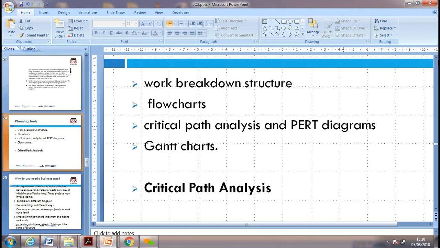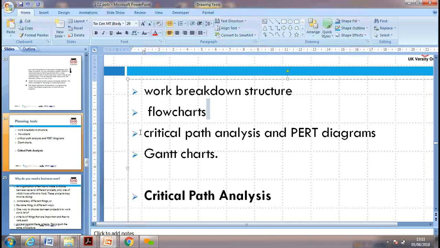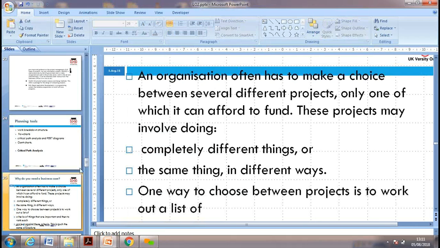Okay, next we're looking at the planning tools which we discussed during our last lesson as well. Work breakdown structure, yes, we discussed. Flow chart, which activities when. Critical path analysis and PERT diagram, Program Evaluation and Review Technique, like the network diagram we discussed last lesson. Gantt chart, I'll show you a couple. Critical path analysis: what are the critical stages in a project?